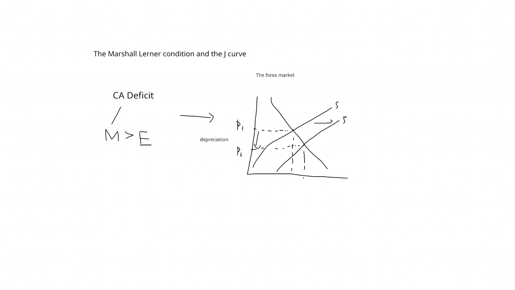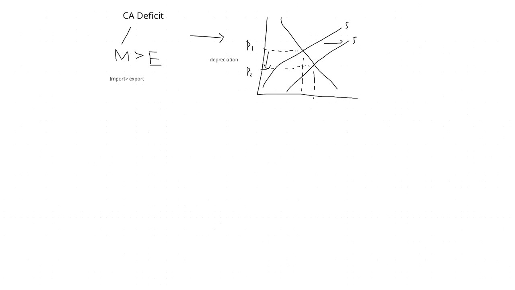Okay. So the basics of the Marshall-Lerner condition and the J curve starts from a CA deficit, current account deficit, which leads to more import than export. Okay. Import is bigger than export, which will lead to a depreciation. Okay. So when there's a depreciation, what is going to happen? Ask yourself again, pause the video. What's going to happen when there is a depreciation?